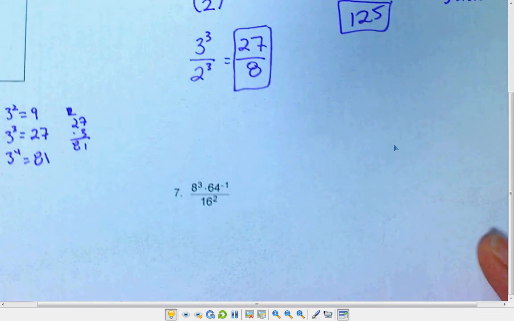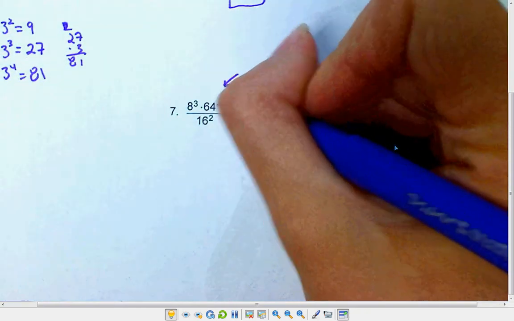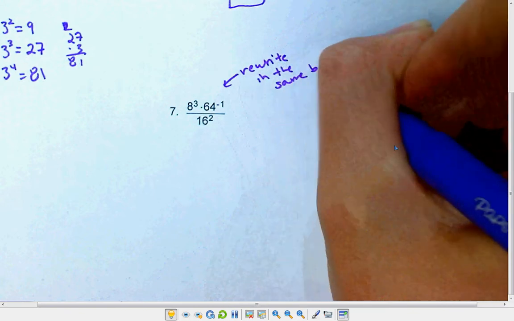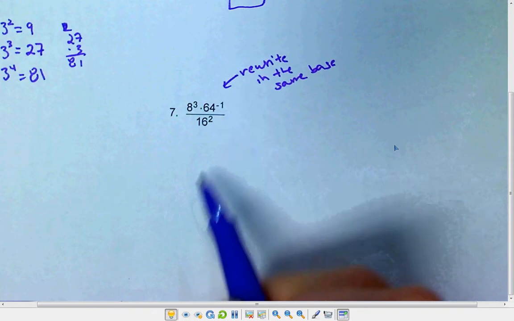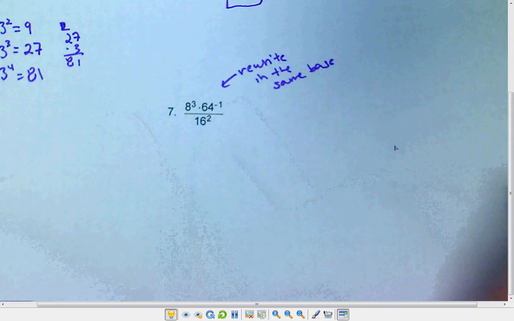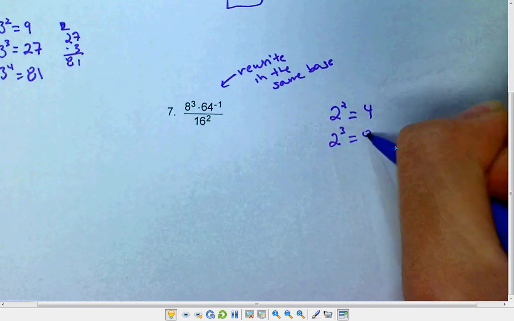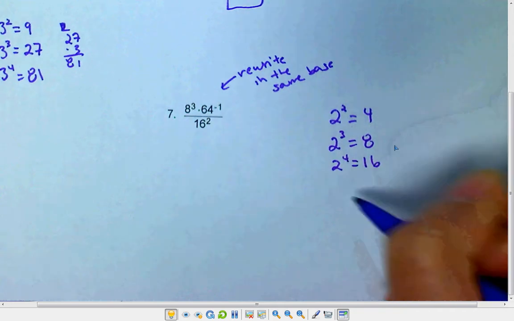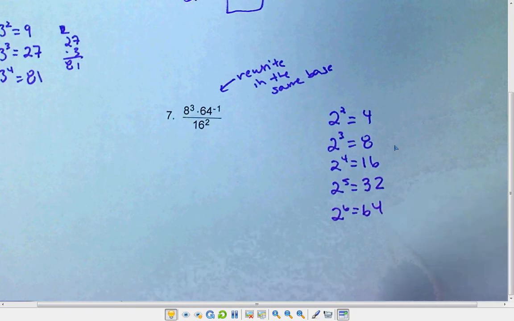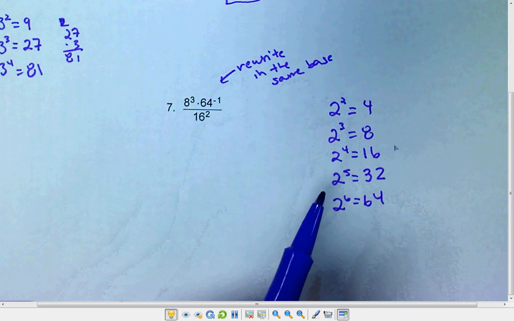Okay, so finally, for a problem that looks like this, what we want to do here is rewrite each of our terms with the same base. Right now our bases are 8, 64, and 16. So we're trying to find a base that has all of these. With 2's, we know 2 squared is 4, 2 to the 3rd is 8, to the 4th is 16, to the 5th is 32, and 2 to the 6th is 64. So we can rewrite 8, 64, and 16 using a base of 2.